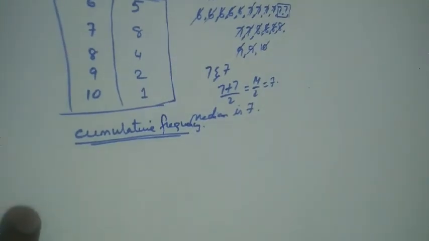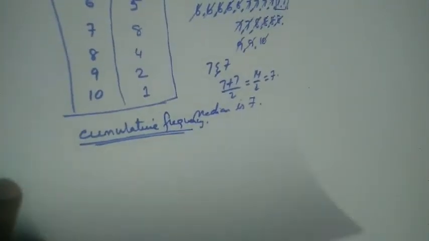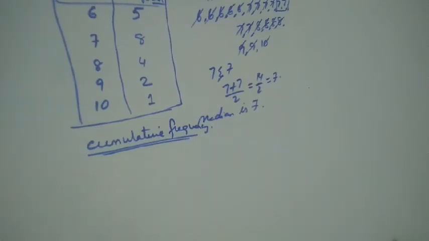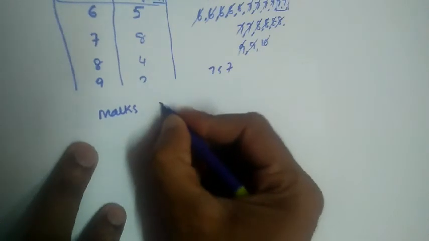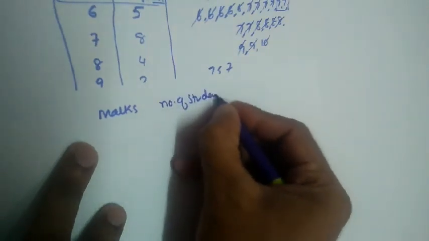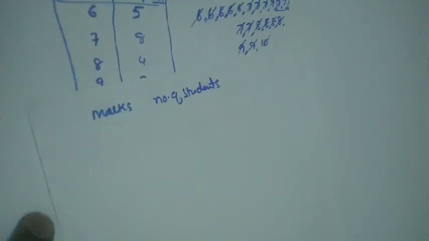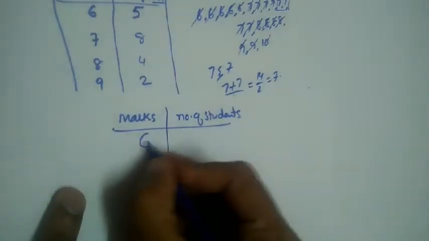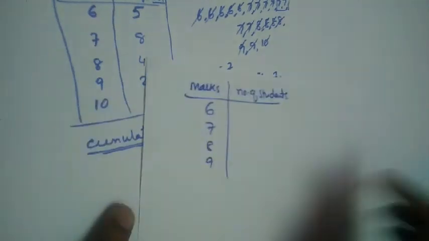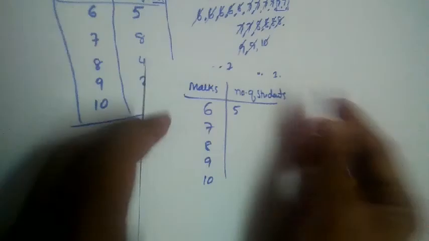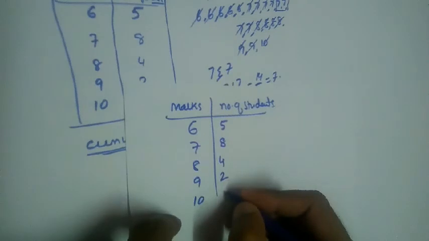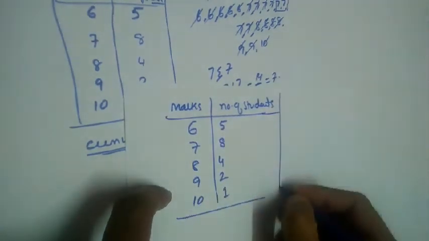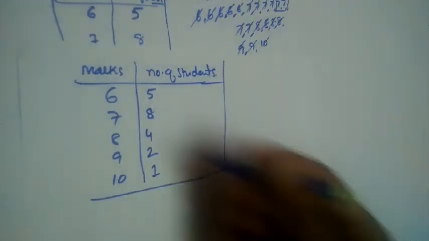Let me take one more paper. Let me write the table again neatly. Marks obtained and number of students. So marks obtained 6, 7, 8, 9 and 10. 6 marks were obtained by 5 students, 7 by 8 students, 8 by 4 students, 9 by 2 students, 10 by 1 student, right? Now we need to find the median.